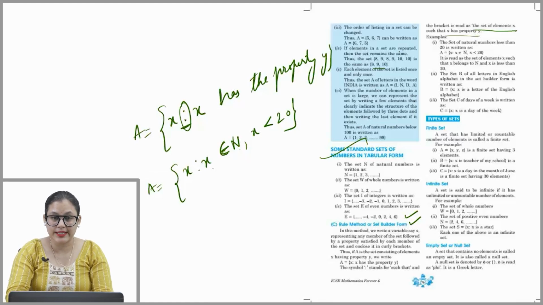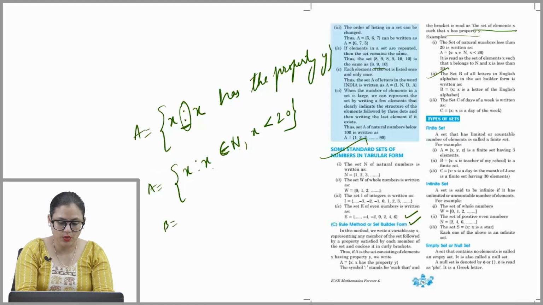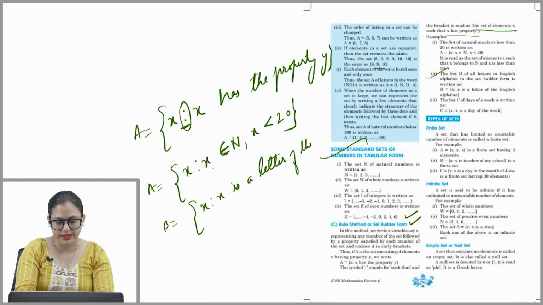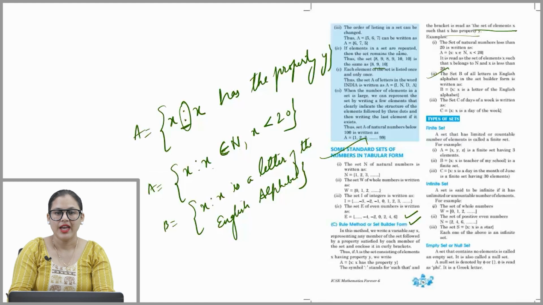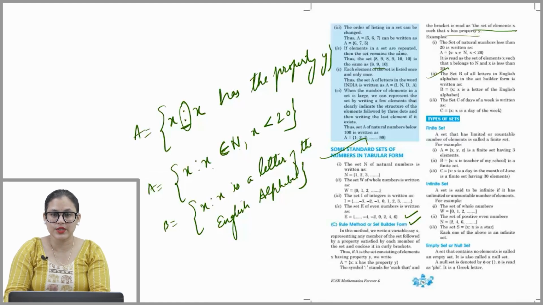Number 2, the set B of all letters in the English alphabet in the set builder form is written as B equals x such that x is a letter of the English alphabet. And 3, the set C of days of the week is written as C equals x such that x is a day of the week, right?